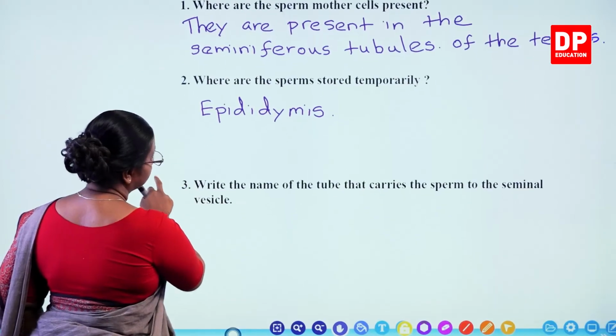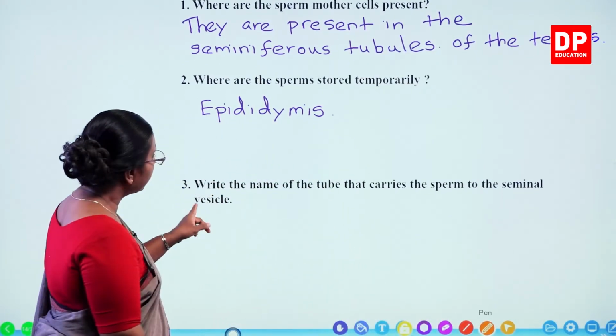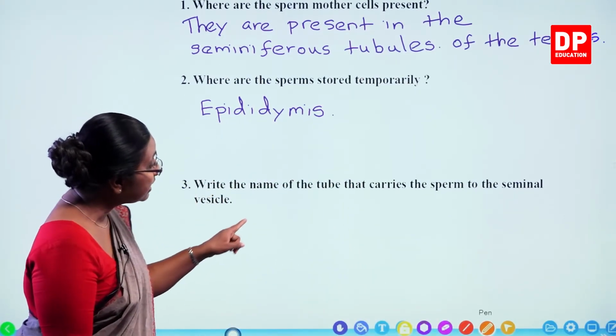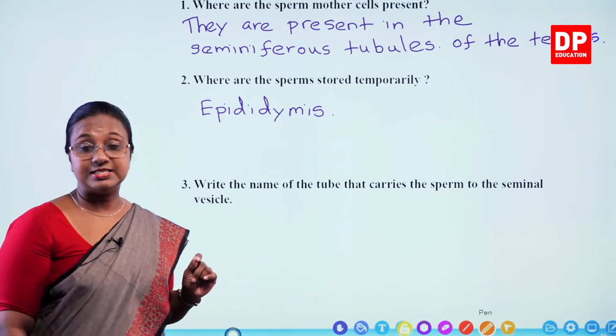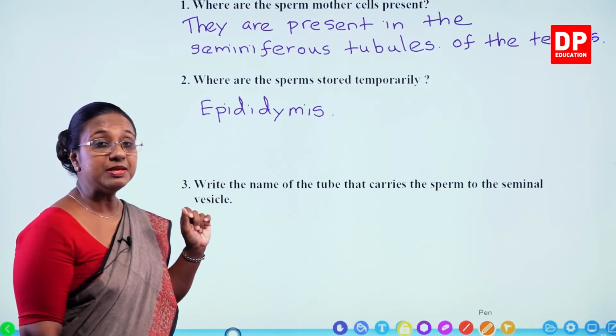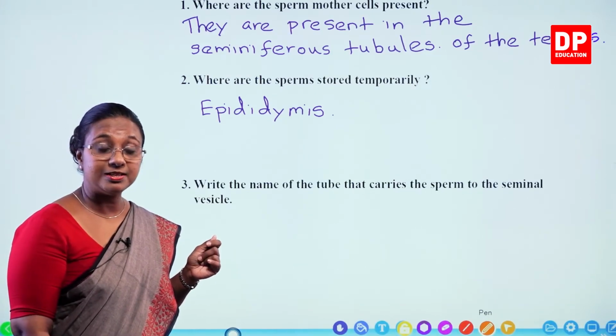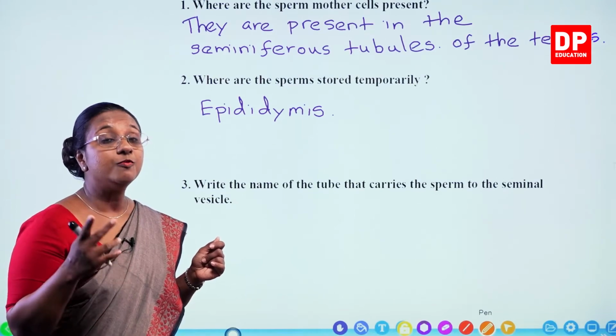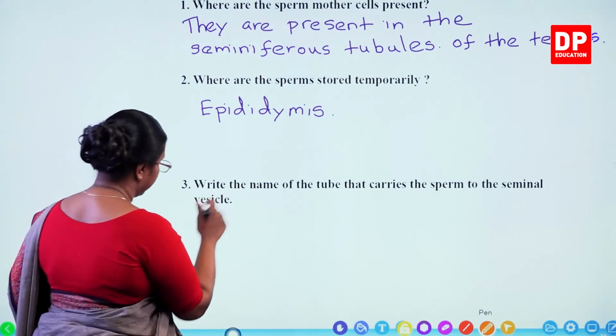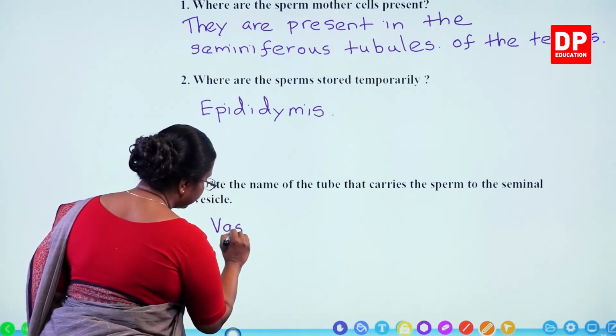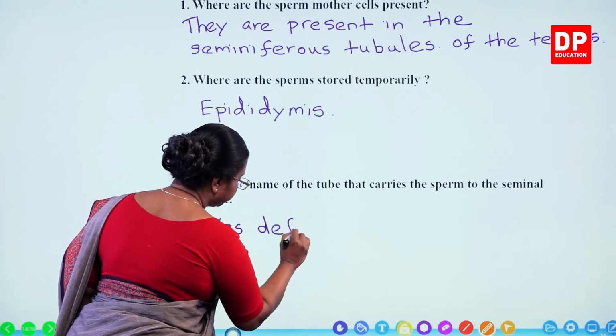Then the next one. Write the name of the tube that carries the sperm to the seminal vesicle. So from the epididymis, what happens? The sperm is carried to the seminal vesicle through the vas deferens. That is the tube. So it is vas deferens.